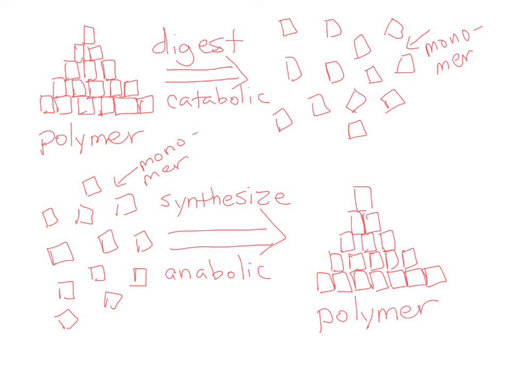All right, so digestion, catabolic reactions digest polymers into monomers. When we have individual monomers, anabolic reactions synthesize polymers. Hopefully you got it. Thanks, guys.